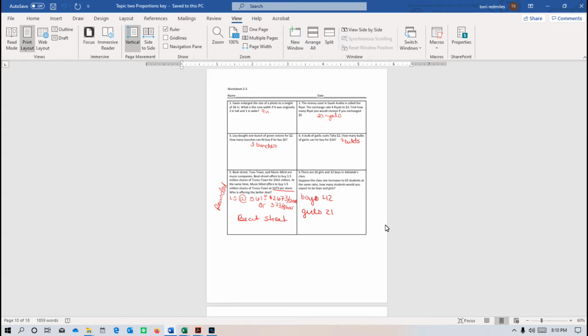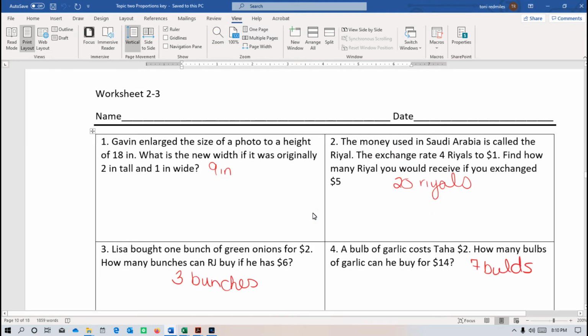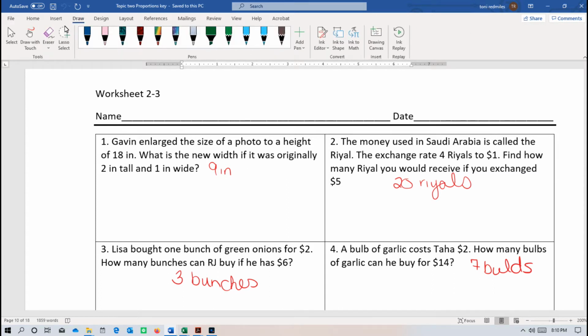All right, so I'm going to assume you pause and are grading, and I'm going to zoom in. Let me make sure I have a different color drawing pen here.